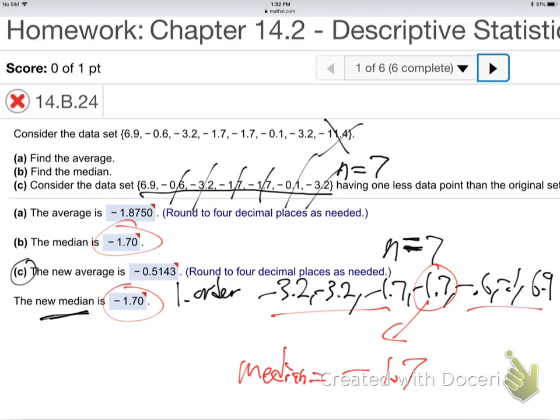So average, you add them up and divide by how many numbers? Divide by 7. Median, you put them in order, grab the 1 or 2 in the middle. Wait, why do you divide by 7 again? Because that's the number of numbers. Whenever you do average, you add them all up and divide by the number of numbers.